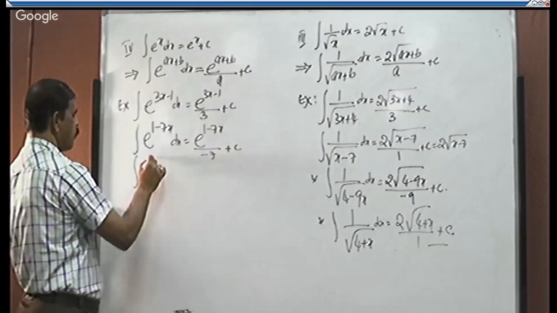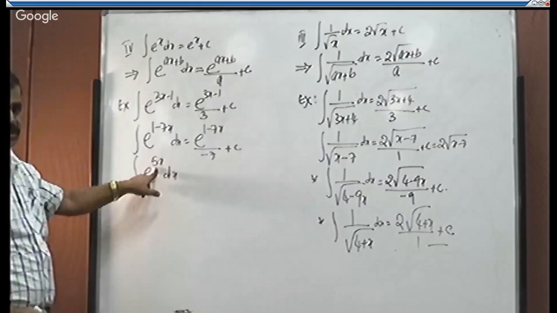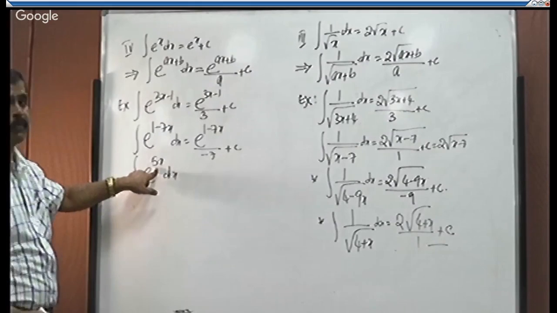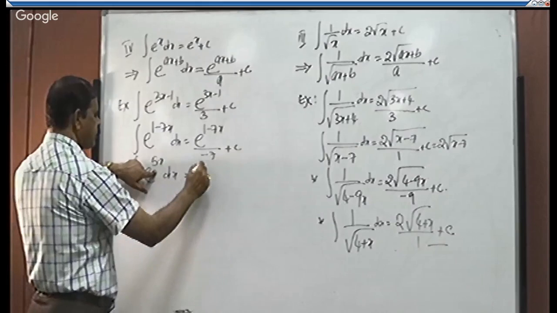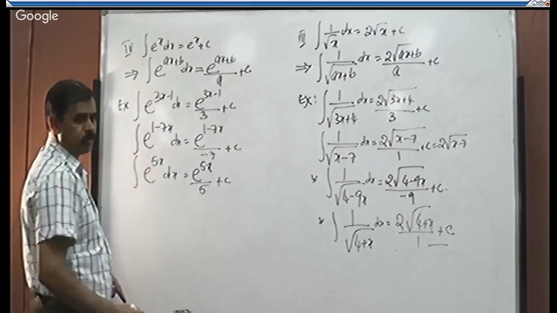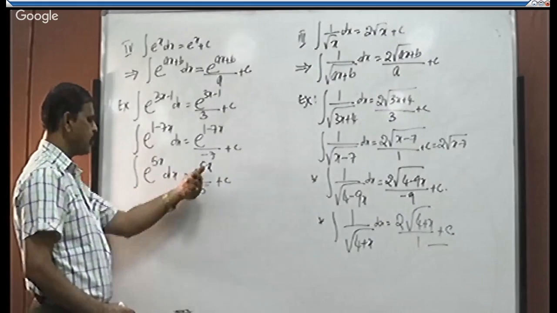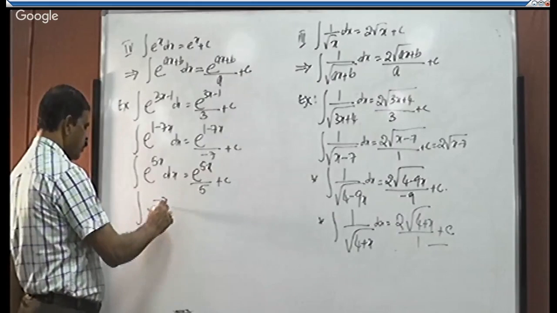If only e to the power of 5x is there, this is also considered as the ax plus b form, where b is 0. So use the same principle for this also. E to the power of 5x divided by the x coefficient, which is 5. Sometimes it is given only in this way.